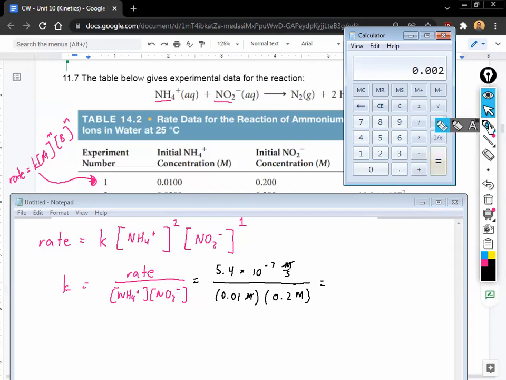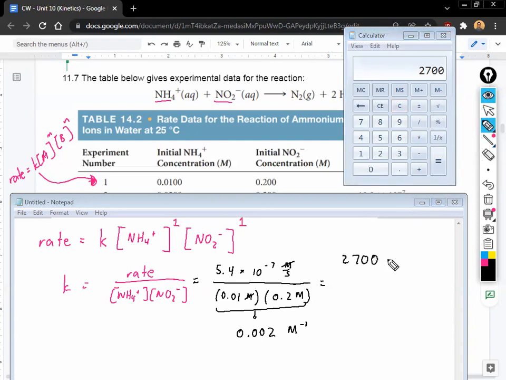So the bottom is going to become 0.002. And then I'm going to do M negative 1 just to show that it's on the bottom of the fraction. And then we have 5.4 times 10 to the negative 7. So we have 5.4, and then we're going to have to divide that by 0.002. And so we have 2,700. So it's going to be 2,700 times 10 to the negative 7. And then we got rid of the molarity. So it's going to be seconds negative 1. And then we could bring up molarity negative 1.